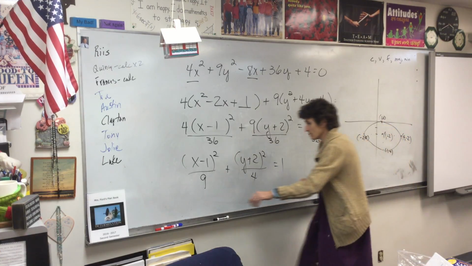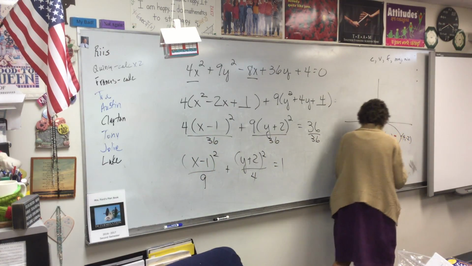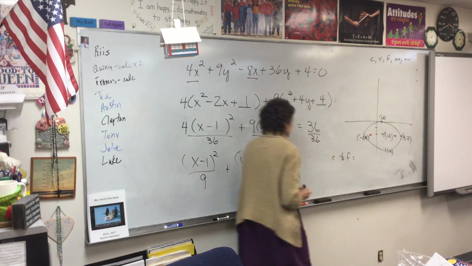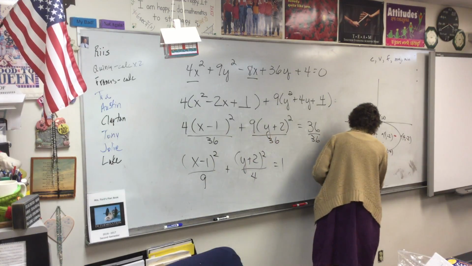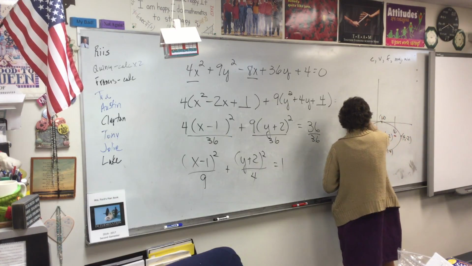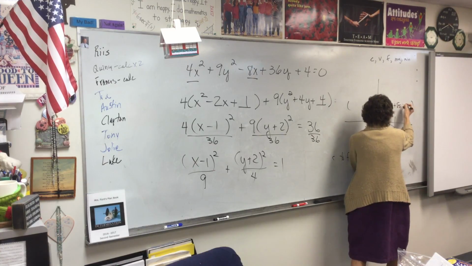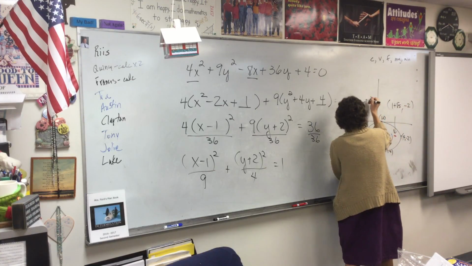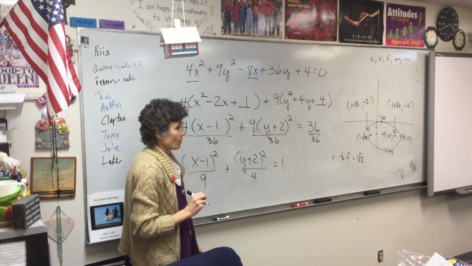Good. Our foci are somewhere on the major axis. How far is it in this problem from the center to the focus? In this problem, center to focus is square root of 5. So what are going to be the coordinates of my focal points here? 1 plus root 5, -2, and 1 minus root 5, -2.